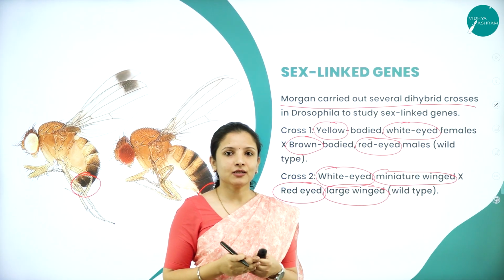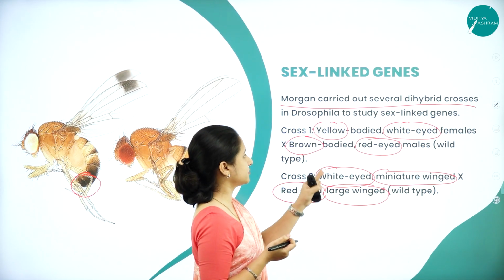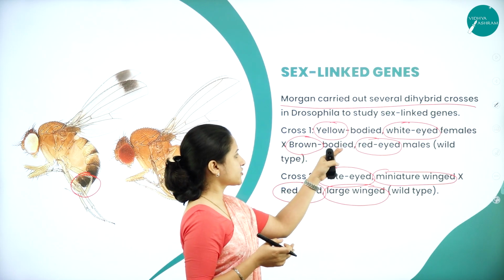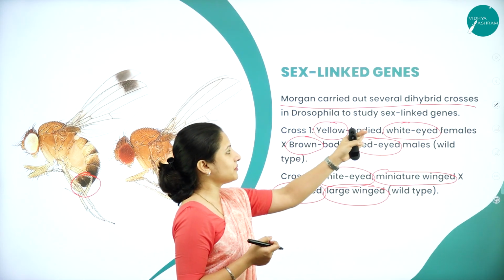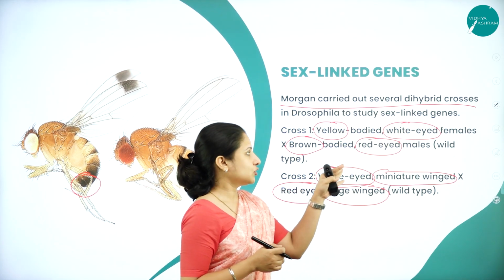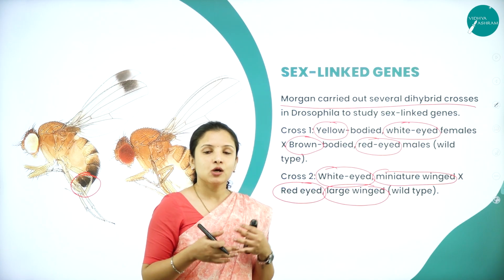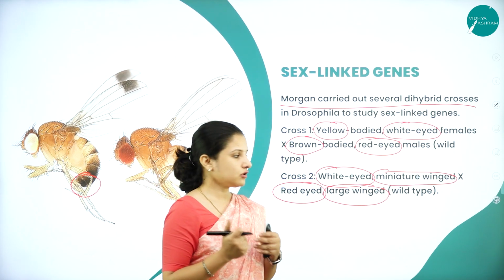We shall see what happened when Morgan made a dihybrid cross between the two Drosophila flies, where the male showed the characteristics of brown body and red eye, and the female showed yellow body and white eye. Before moving to the experiment, we shall see which chromosomes are involved and which genes are present on the chromosome.